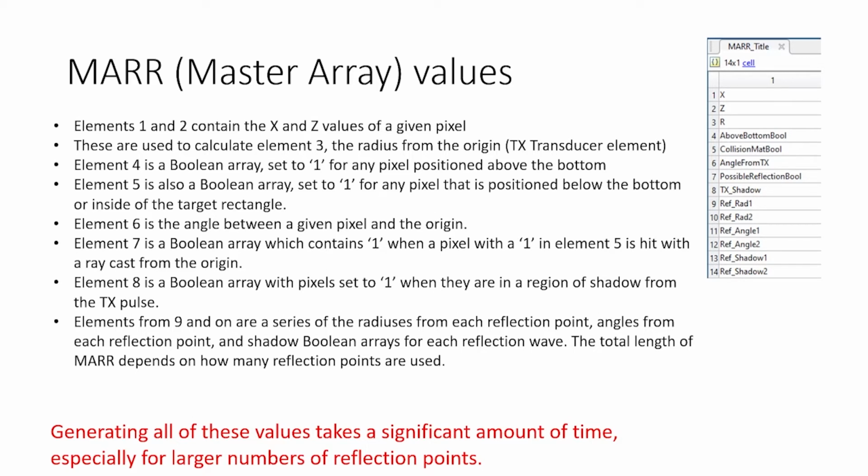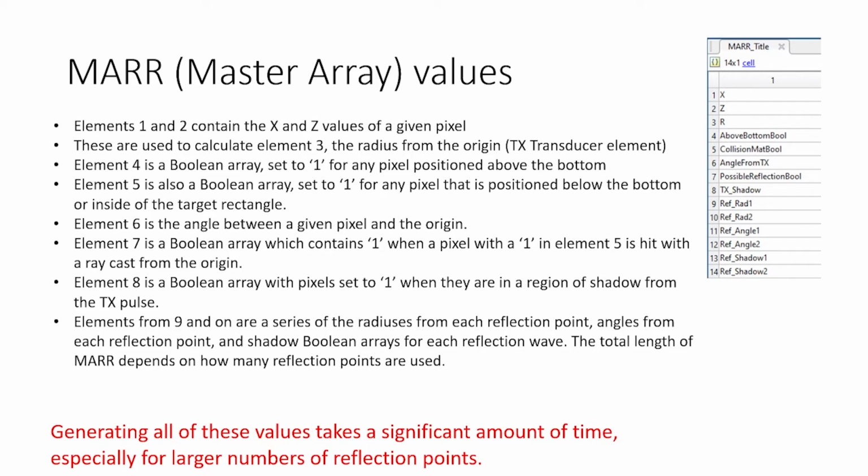Element 4 is just a Boolean array set to 1 for any pixel positioned above the bottom. And element 5, much like that, is a Boolean array, which is set to 1 for any pixel that is positioned below the bottom or inside of the target rectangle. So those are set for anything that can cause a collision. Element 6 is just the angle between the given pixel I'm looking at and the origin. And element 7 is just a Boolean array, which contains a 1 when a pixel is in the collision matrix and is hit with a raycast from the origin. So that's basically a reflective surface mapped from the origin.